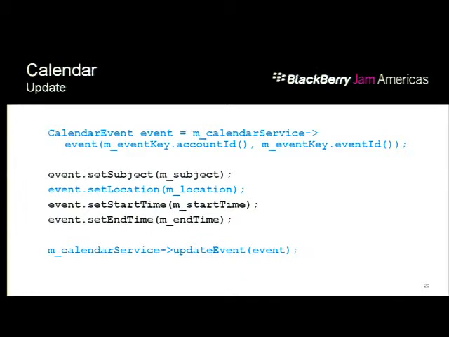Update is very similar, except, since it's not that weird builder thing, you don't have to delete a specific attribute before you re-add it. You just get your calendar event, you set whatever you wanted to set, and then you update the event, call the update event method.